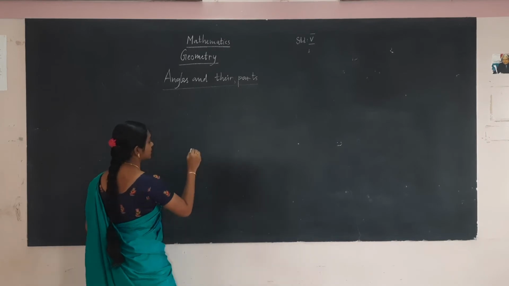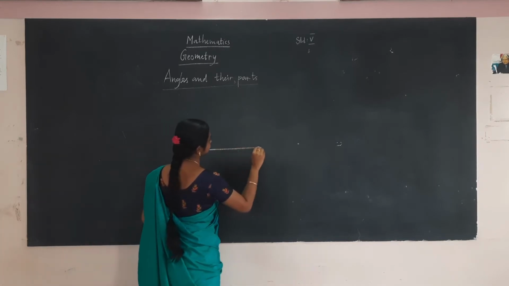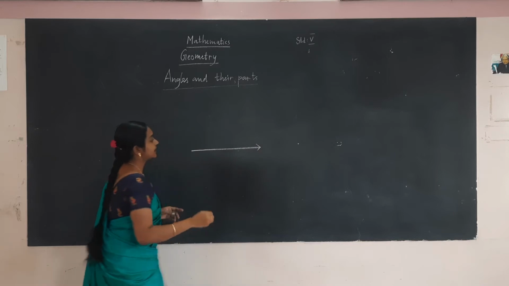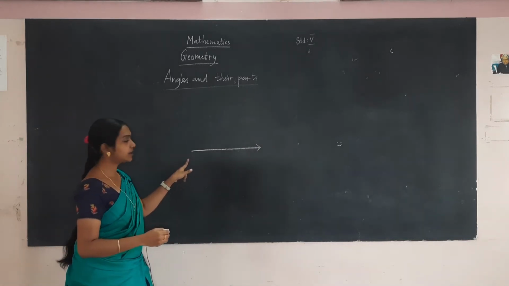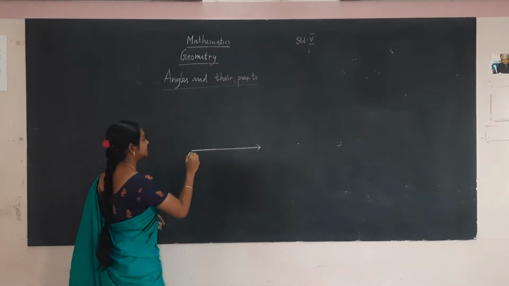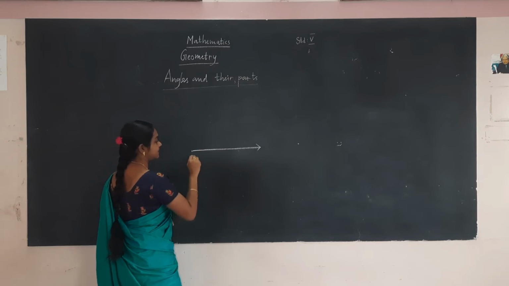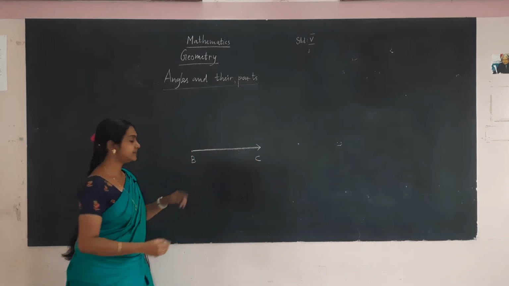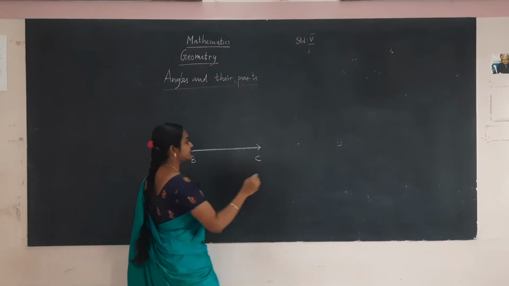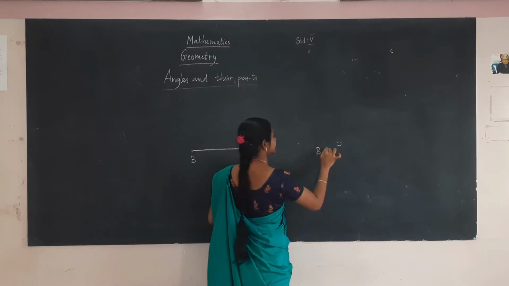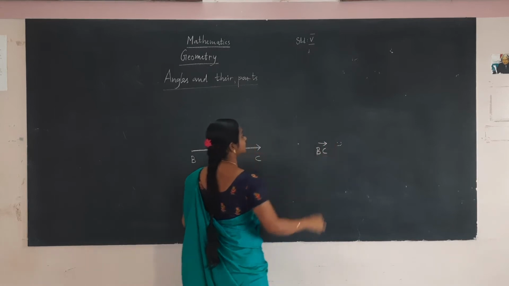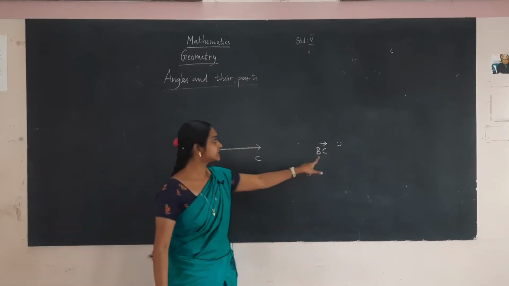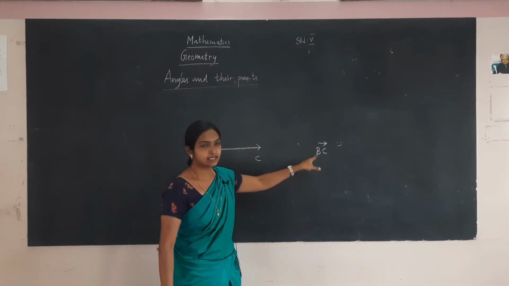Now draw a ray. A ray should have a starting point and no ending point. I have named it as BC. This is ray BC. We have to write ray BC as BC and put an arrow mark above. We should read this as ray BC.